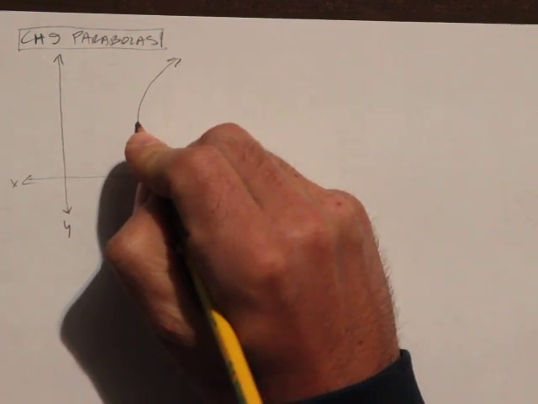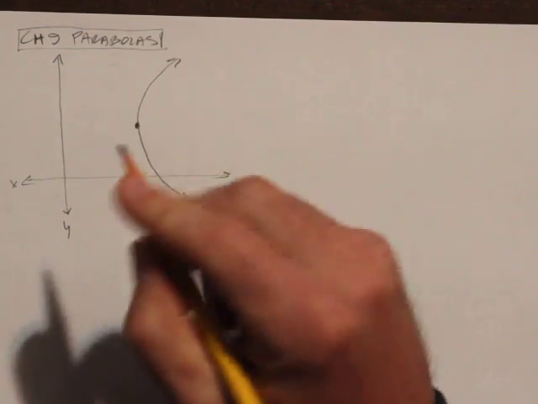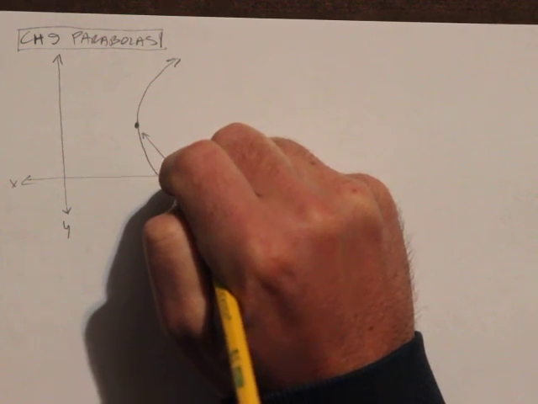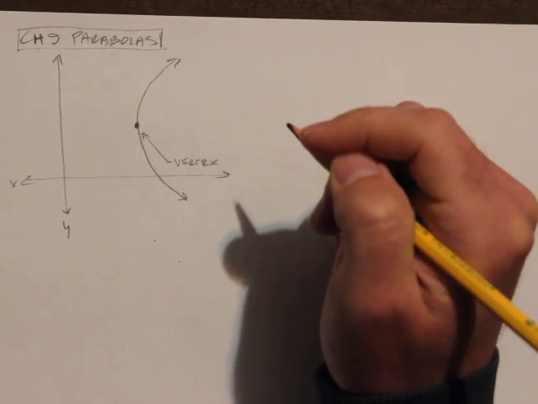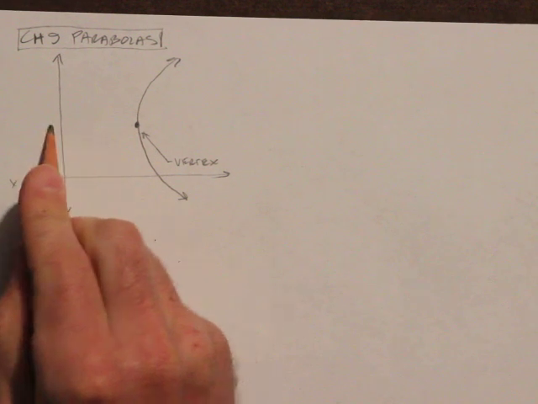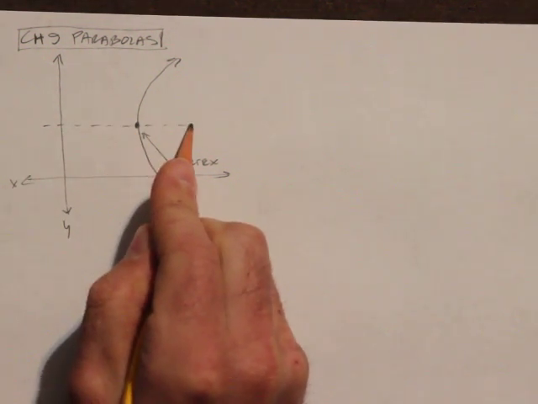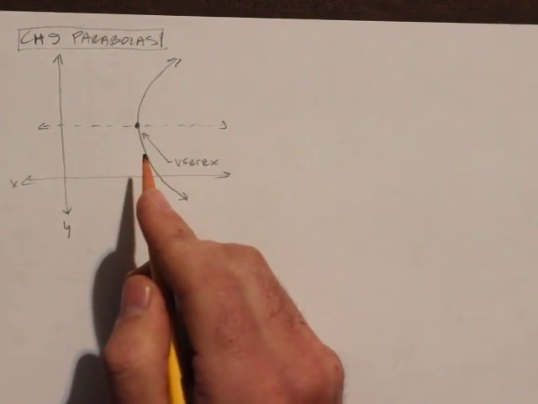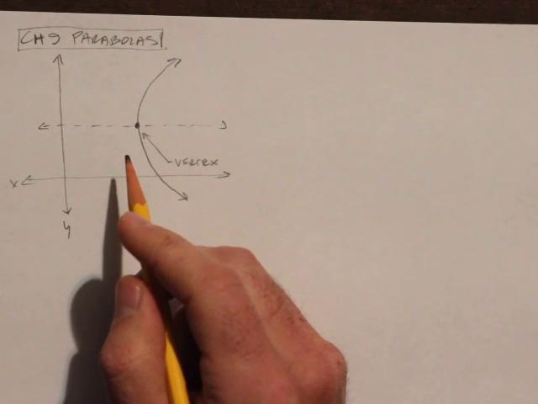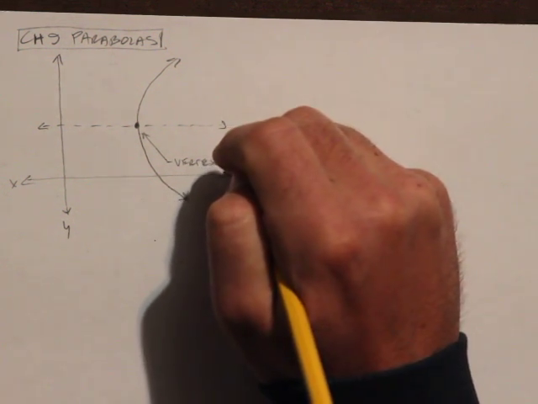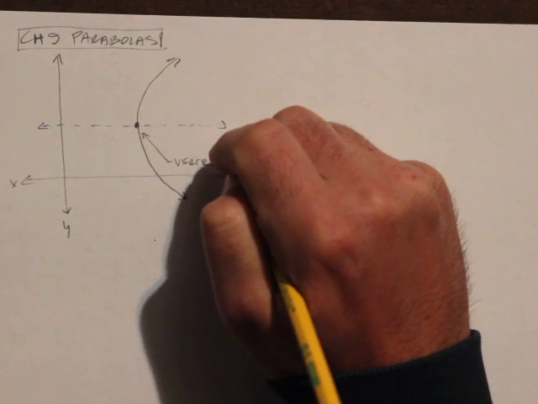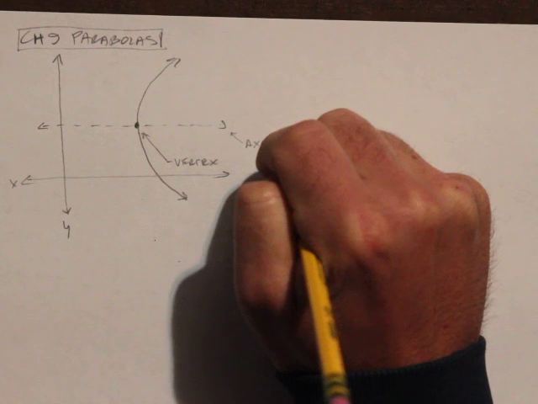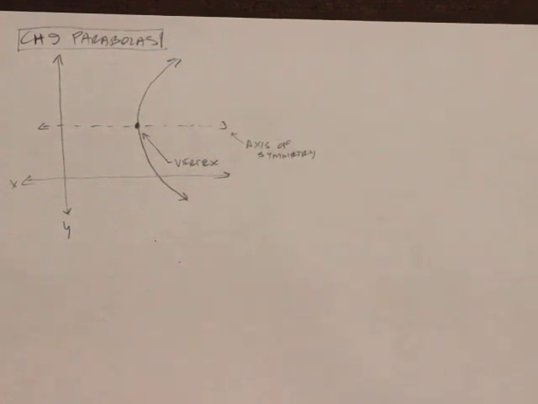And right here in the middle, that is our vertex, just like before. Then we're going to draw a dotted line here in the middle that goes through the vertex, and this line is called the axis of symmetry. Still nothing new yet.